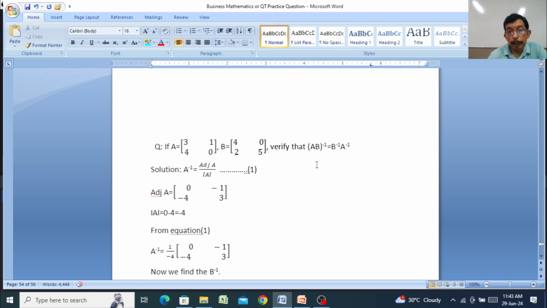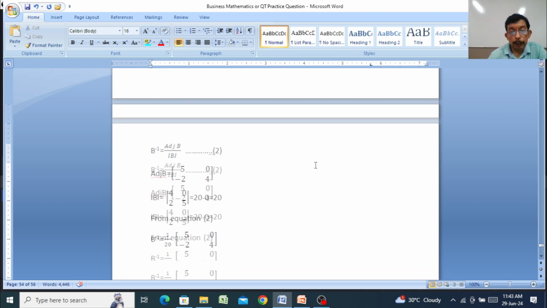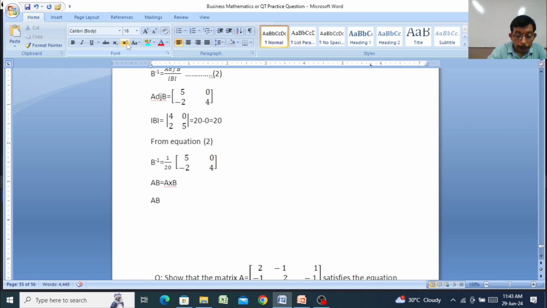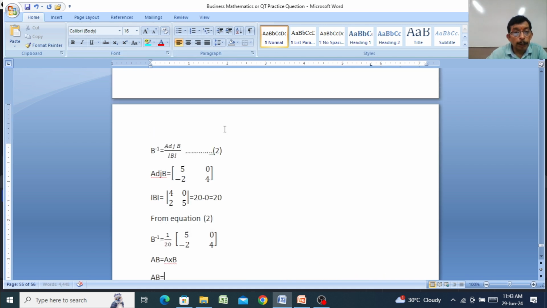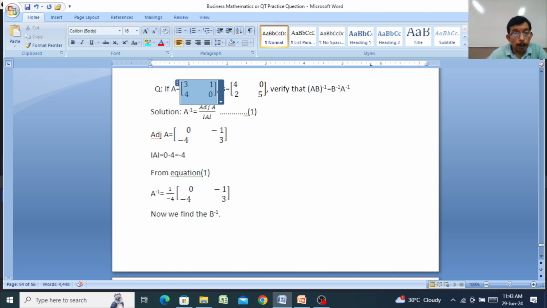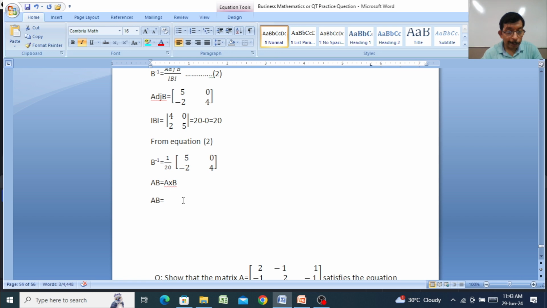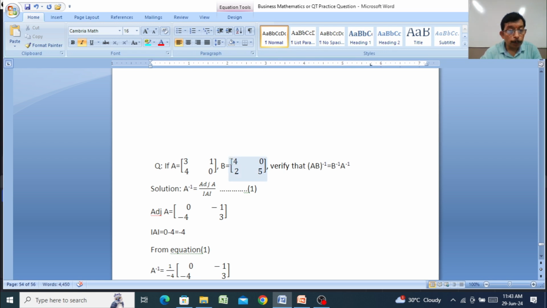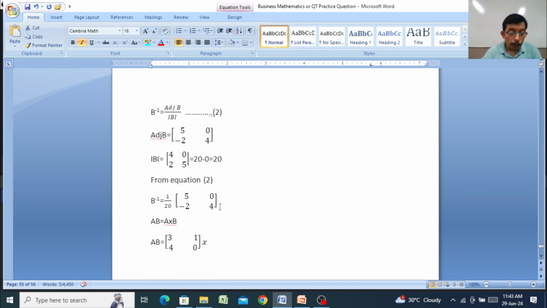Now we find the value of A multiplied by B. AB equal to A multiplied by B. Note down the matrix A here, into B. Note down the matrix B value and write down here.